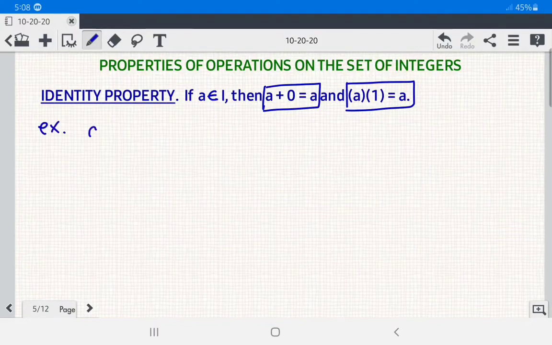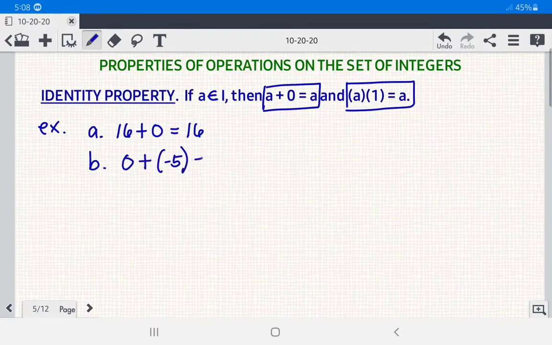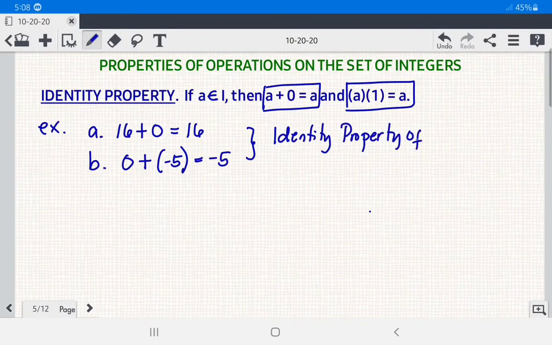Let's say we have 16 plus 0. Of course, the answer is 16. Another example, let's say we have 0 plus negative 5. So, the answer is negative 5. This is what we call the identity property of addition.